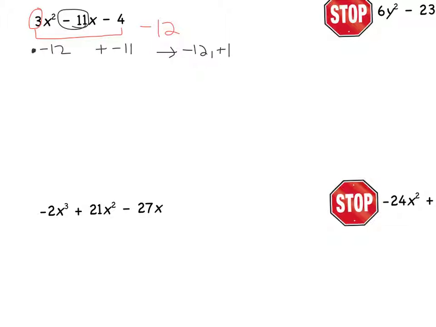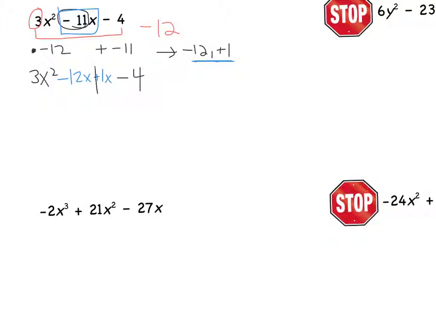Now here's what's different again. I'm going to rewrite my problem, keeping the first and the last term the same. I'm going to split the middle term though. Instead of writing negative 11x, I'm going to write in terms of two terms. I'm going to write negative 12x and positive 1x. So all I did was rewrite negative 11x. Negative 11x is the same as negative 12x plus 1x.